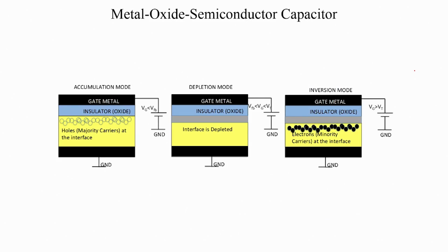So, we defined something called the flat band voltage. At equilibrium the bands need not be flat; they will be flat only when phi m is equal to phi s, but that need not be the case, and this phi m minus phi s is the driving force for any band bending at equilibrium.